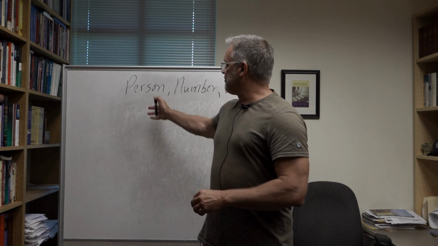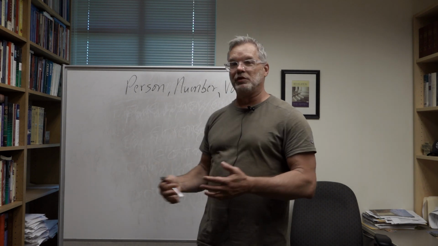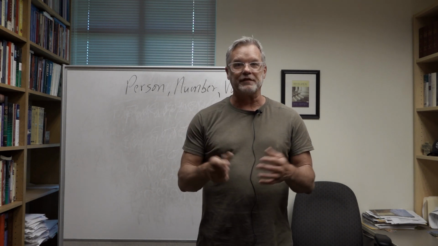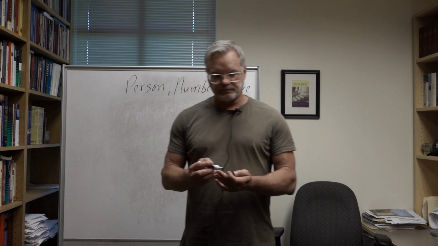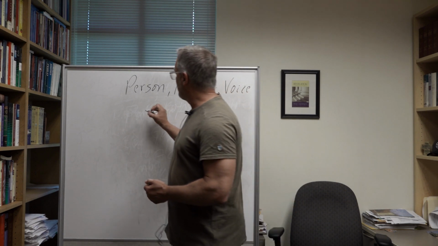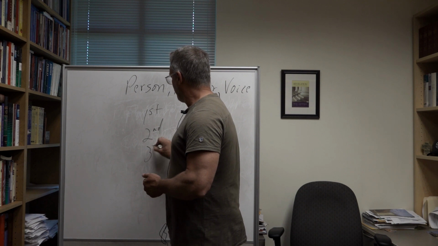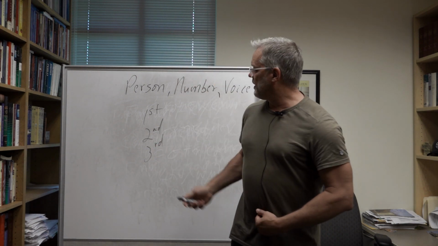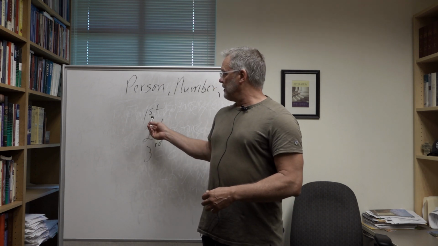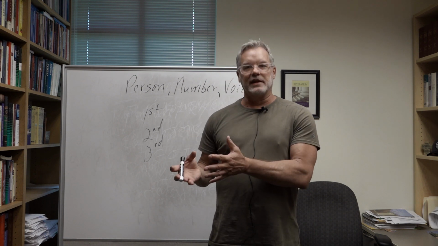And for person, and both of these we'll go back to the Romans 5 example. For person, Greek simply has, much like English has, three persons. That is first, second, and third person. And these are also indicated by the endings of the verb.